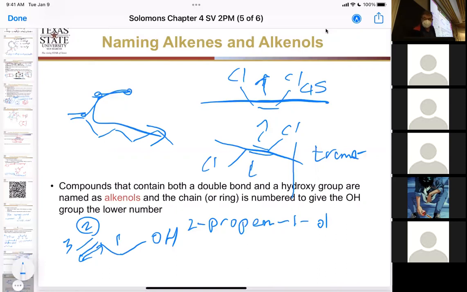So we could even go crazy and go with a much longer molecule. Right here. Notice our functional group is not at the end of the chain, but our alkene is. Which do we name it for, the alkene or the functional group? The functional group. So we have to number it from this side: 1, 2, 3, 4, 5, 6.